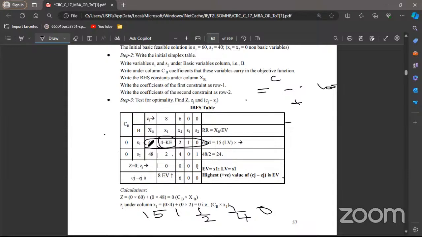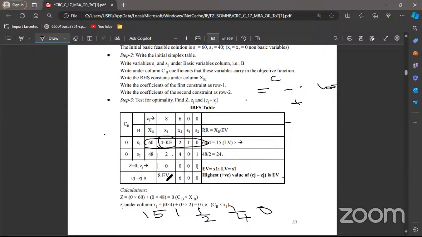And 0 also we have to replace with 8, madam. The CB column. Yes. We have to replace the variable along with the contribution. Okay. Now, I will tell you how to find the new values of the non-key row.